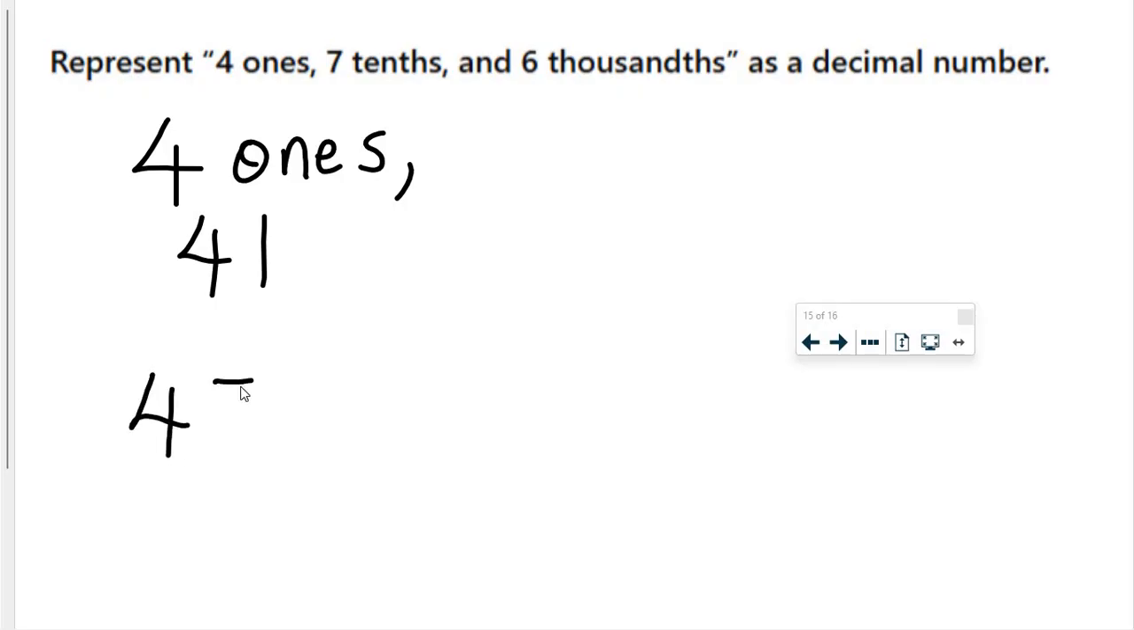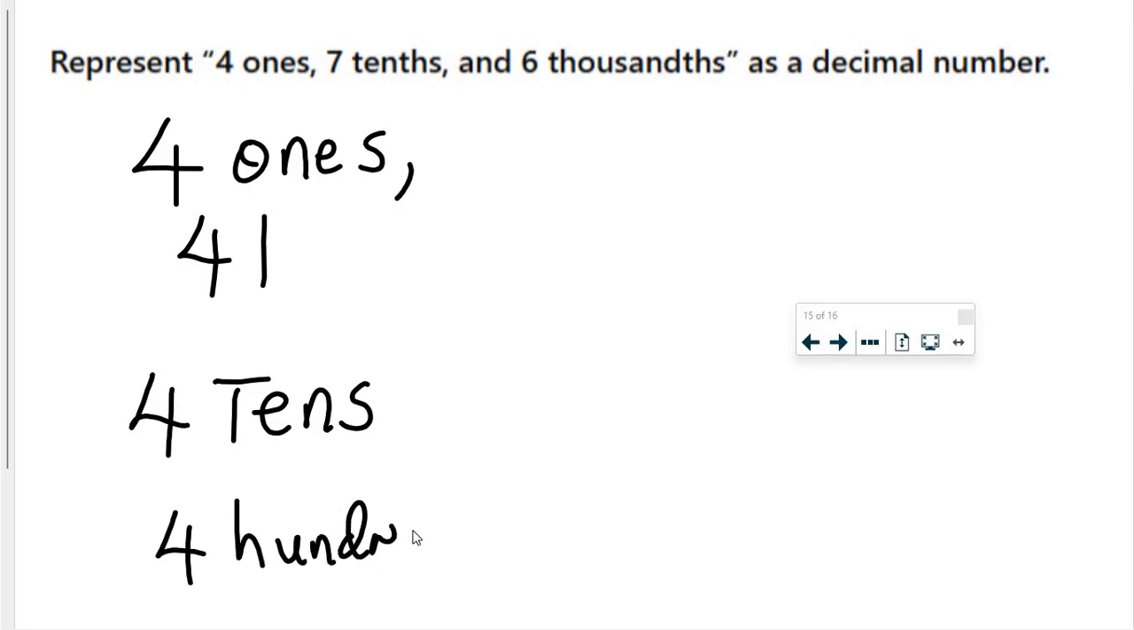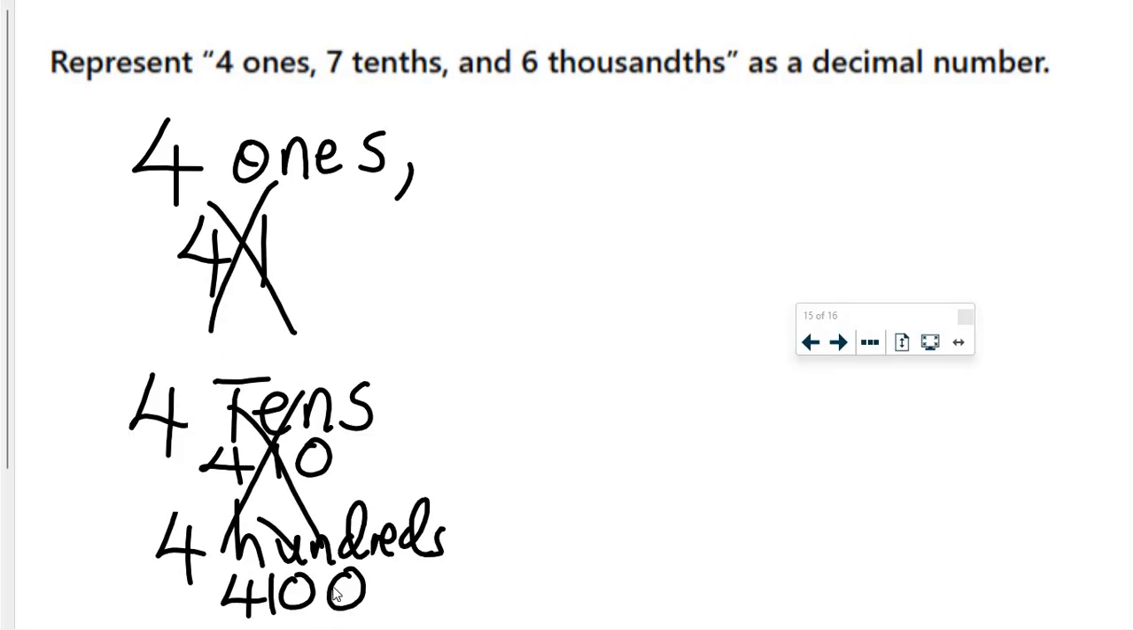Even when we have 4 tens or 4 hundreds, do not interpret with a direct interpretation. That means 4 tens, don't write 410 like this. Or 4 hundreds, don't write 400 like this. 4 ones, 4 into 1. 4 tens, 4 into 10. 4 hundreds, 4 into 100. Don't do direct interpretation. Follow the procedure.